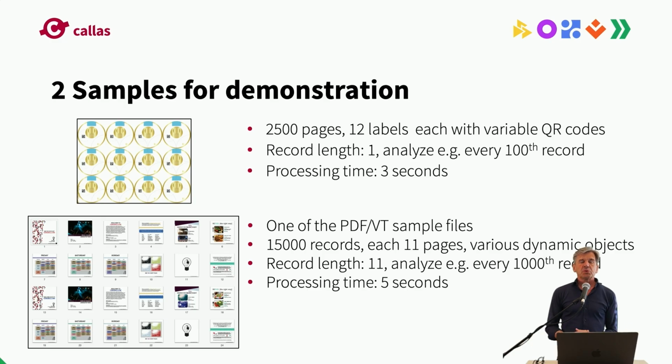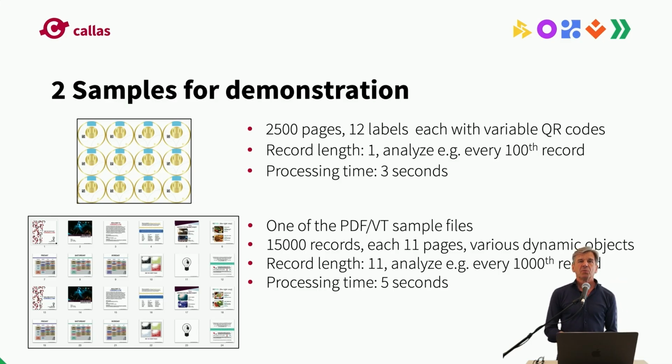And now we should have a look at it. I have 2 examples. The first one I will really demo. That is a 2,500 page file with 12 labels on each page, and the variable data really only are the QR codes that you can see here on each of the labels. We will have a look. After what I have just said, what you would specify here is a record length of 1, and you would analyze every 100th record. That will make sense here.